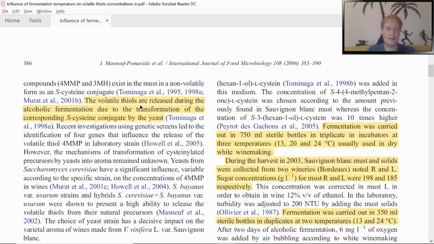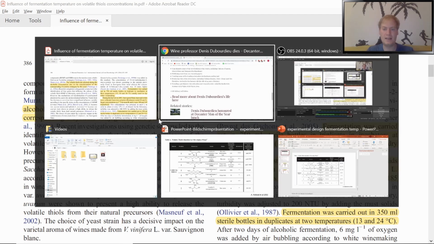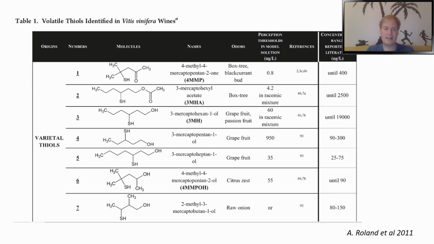And the volatile thiols are released during the alcoholic fermentation due to the transformation of their corresponding S-cysteine conjugate by the yeast. So let's have a look at these thiols for a second. As you can see, there are more than 3 volatile thiols that you find in wines or the grape itself, but 4-MMP, 3-MH and 3-MHA are of course the most important ones.